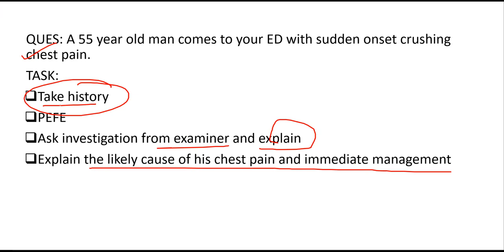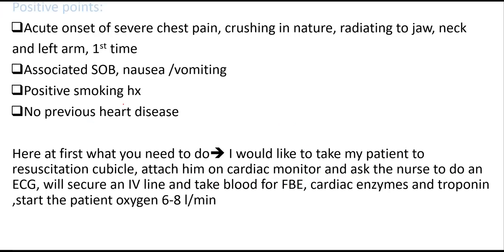But when there is a task with full history, then an investigation, and then getting an ECG and finding out the diagnosis, then nothing to do, you have to take a full history. So in this case, the positive points are acute onset of severe left-sided chest pain, crushing in nature, radiating to the jaw, neck, and left arm, which is a classic pattern, and for the first time. Associated shortness of breath, nausea, and vomiting. Smoking history positive, no other heart disease.